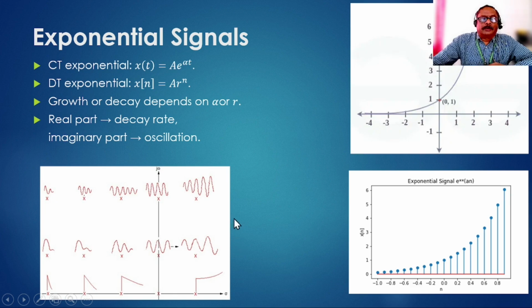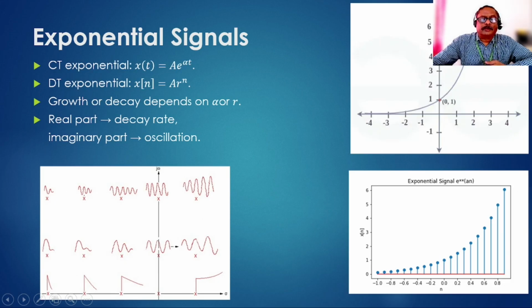So overall, what we can see here is that the location of the point in this particular plane will tell us very clearly how our signal looks. If the point is here, our signal looks like this. If the point is here, signal looks like this, and so on.